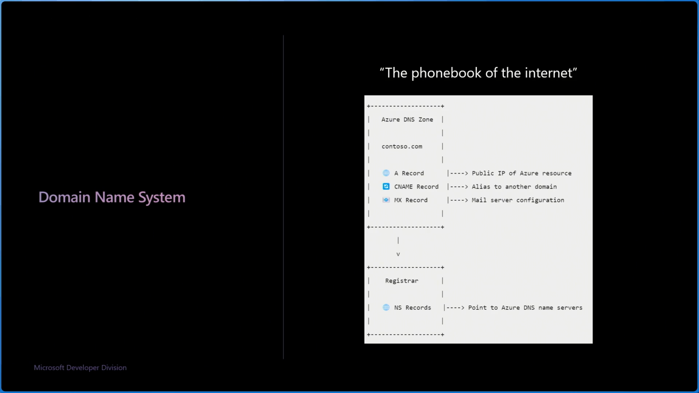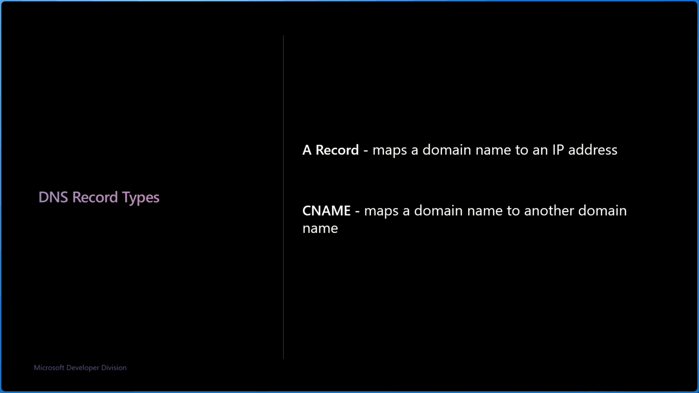But how does this actually work? This magic happens with the domain name system, or DNS. Think of it as the phone book of the internet. When you enter a URL in your web browser, DNS translates that human-friendly domain name into the IP address of the server where your content is hosted. There are two types of DNS records that we should be aware of today.